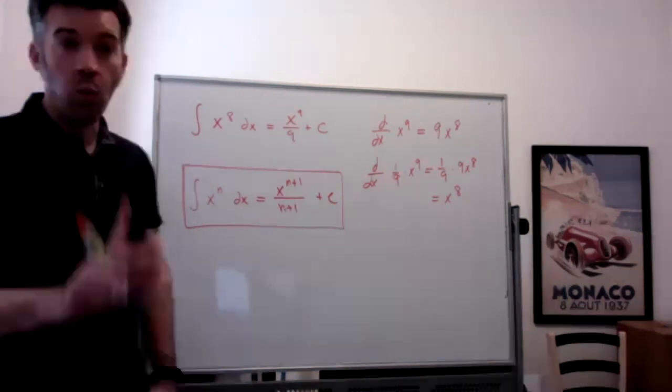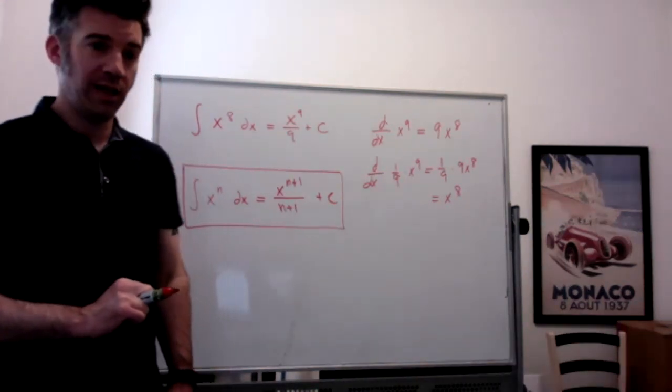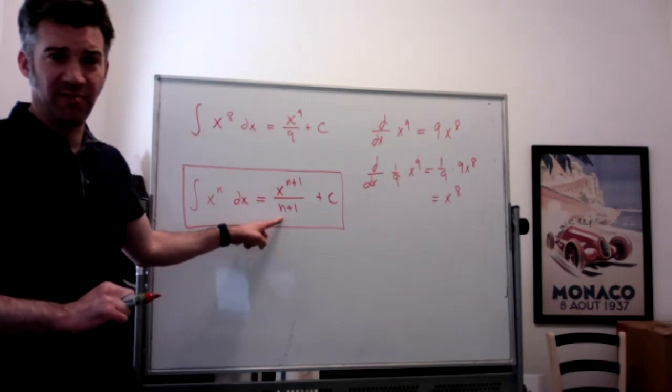Now there is one exception to this rule. Can anybody tell me what value of n might not be so great here?